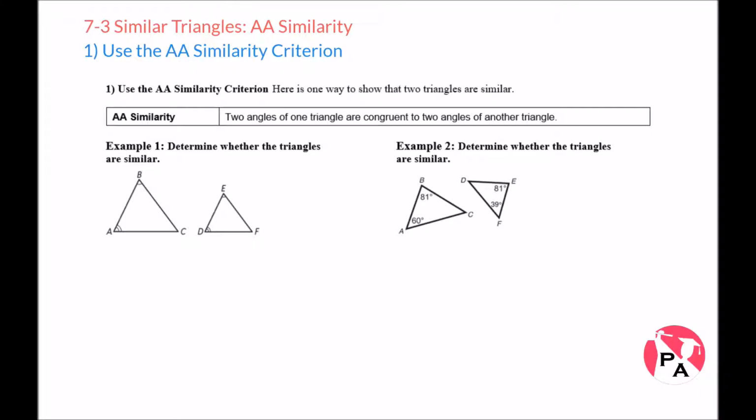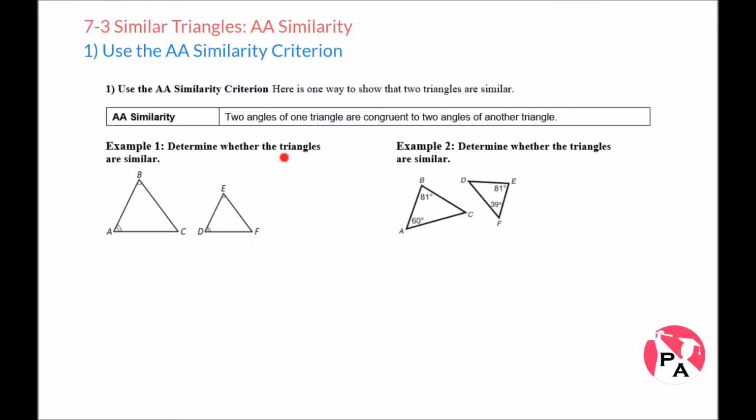Hello everyone, in this video we are going to talk about similar triangles and using the angle-angle similarity criterion. This similarity criterion tells us if two angles of two triangles are congruent to each other, then the triangles are similar. So let's get to work and see the first example.